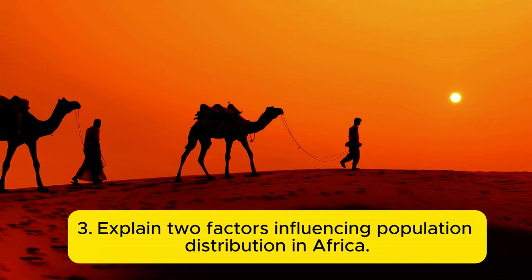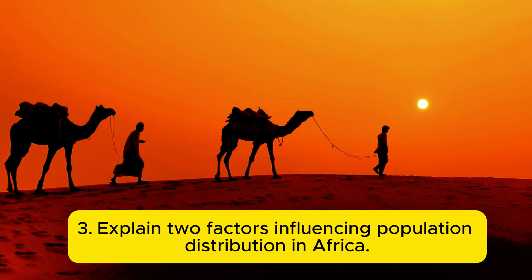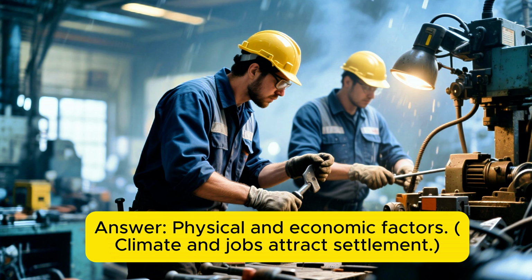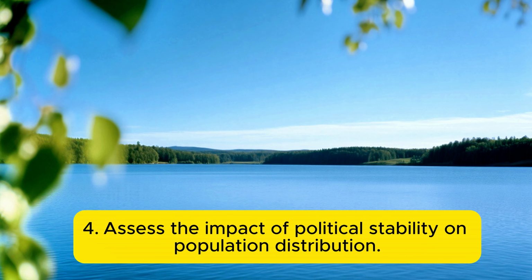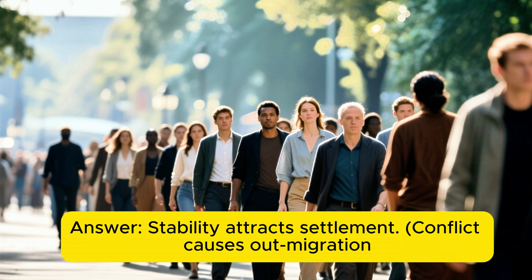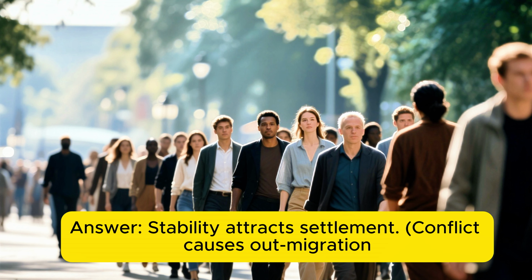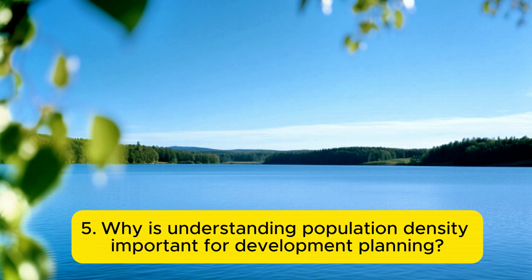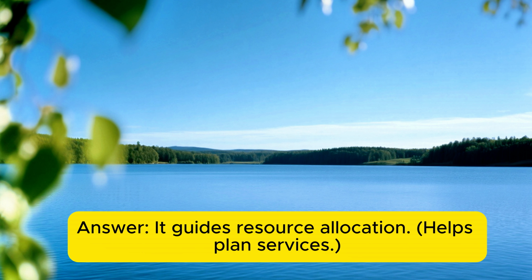3. Explain two factors influencing population distribution in Africa. Answer. Physical and economic factors. Climate and jobs attract settlement. 4. What is the impact of political stability on population distribution? Answer. Stability attracts settlement. Conflict causes outmigration. 5. Why is understanding population density important for development planning? Answer. It guides resource allocation.